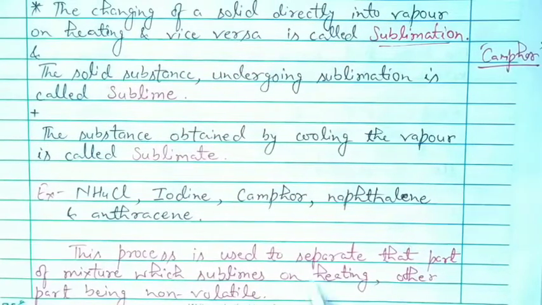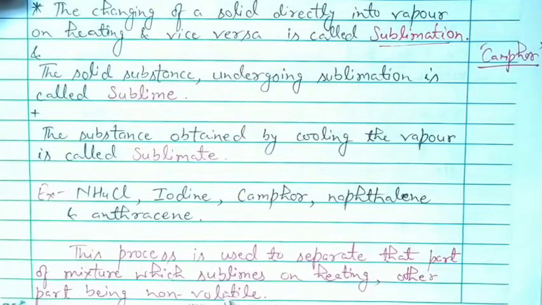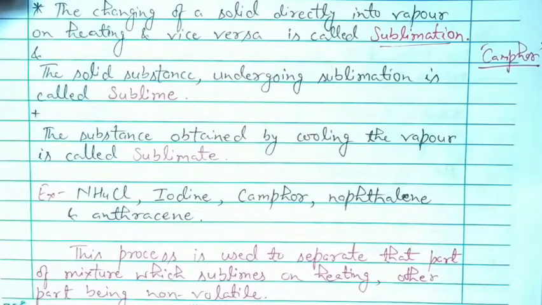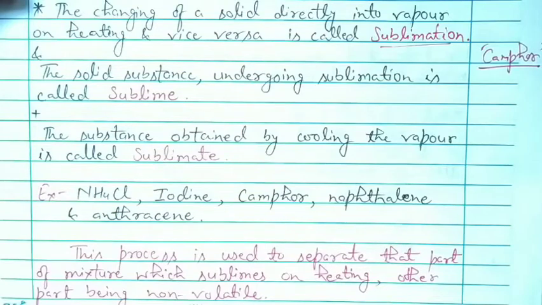Now, this process is used to separate that part of a mixture which sublimes on heating, the other part being non-volatile. Means if in a mixture, one part is sublime in nature and the other part is non-volatile. Non-volatile means that on heating it does not, you can say, vaporize easily.